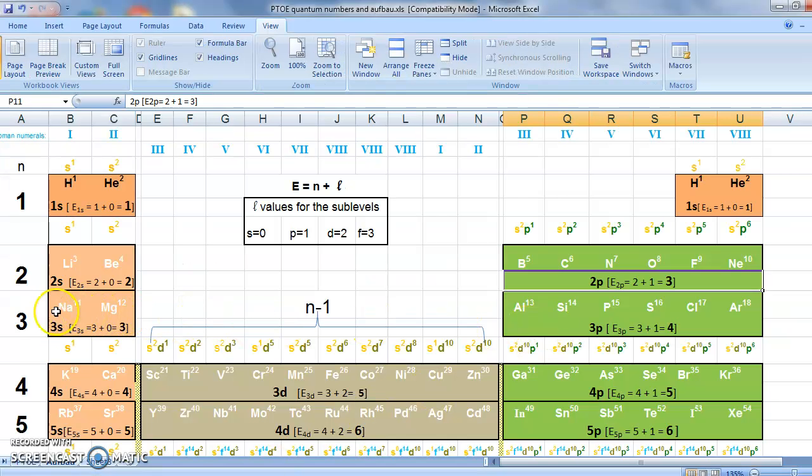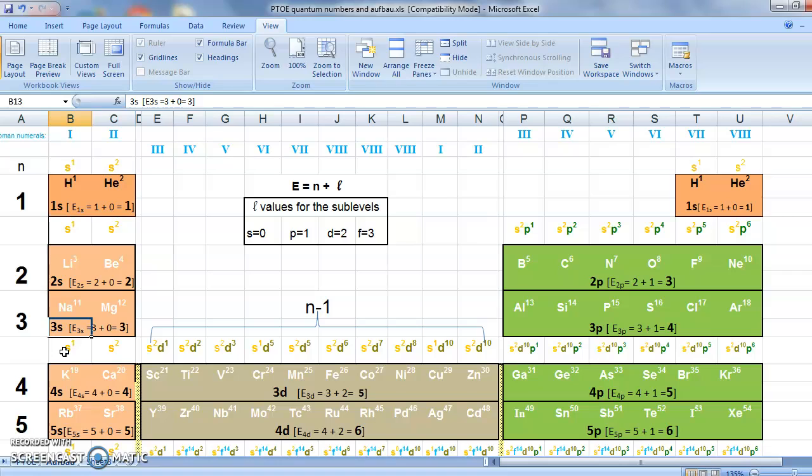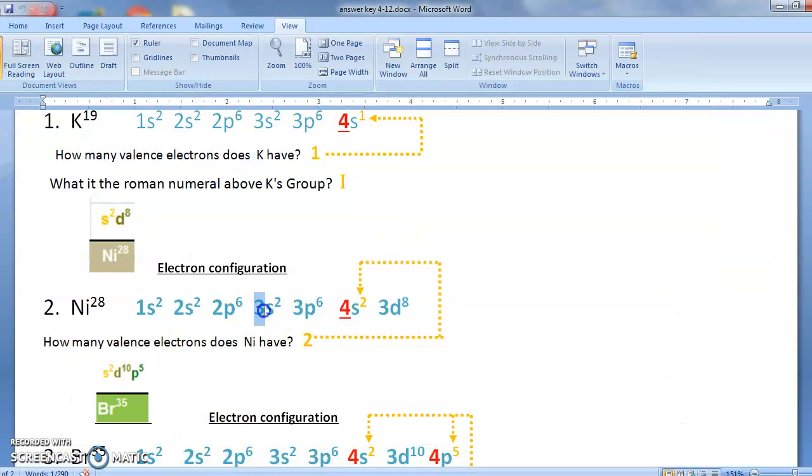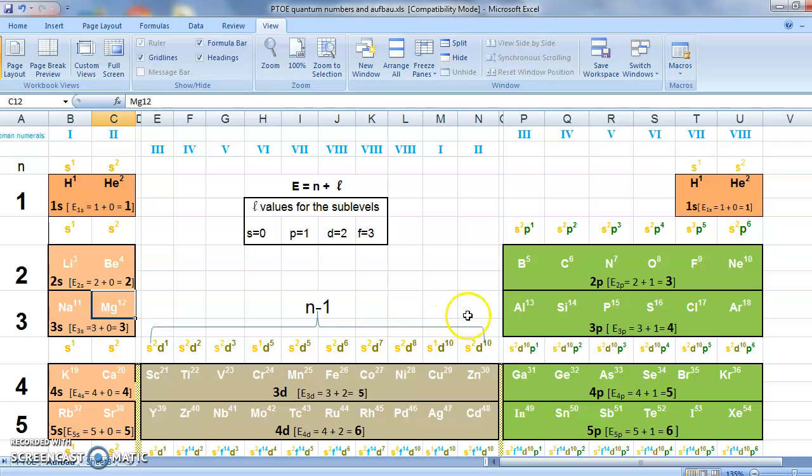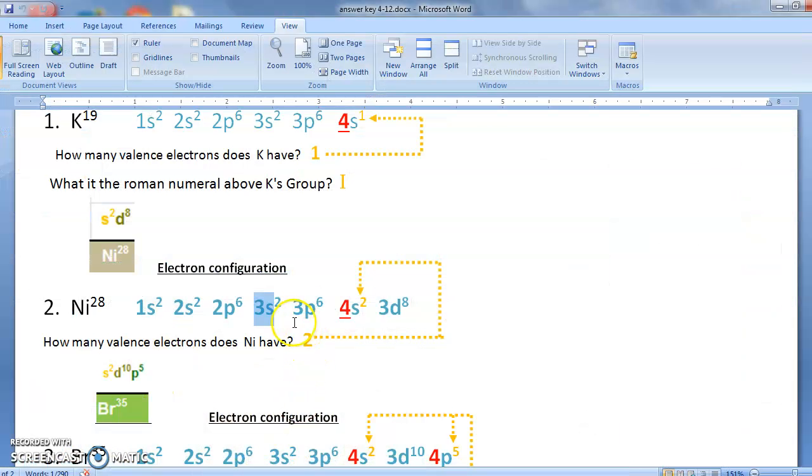I now come to the 3s. There's the 3s. That's next. Sodium and magnesium are there. The 3s holds 2, so I write 3s2. I continue over to the next part of the periodic table. This is the 3p. You see the 3p written right in there. And there's 1, 2, 3, 4, 5, 6 elements in the 3p. That finishes off that row.